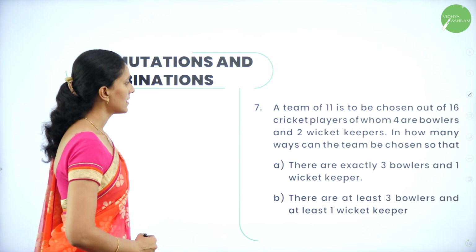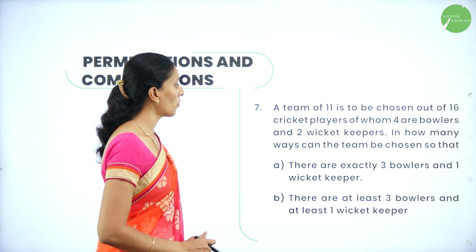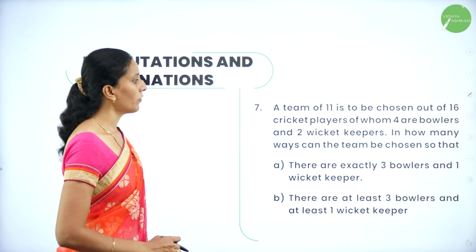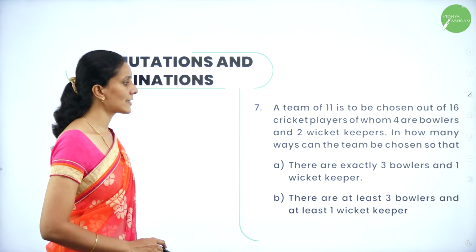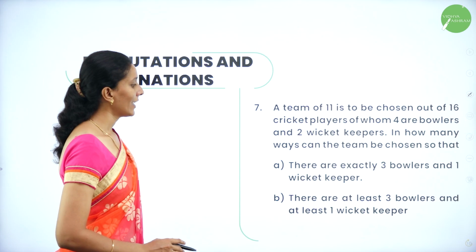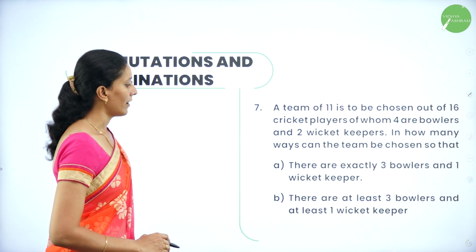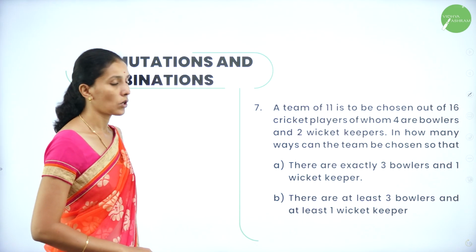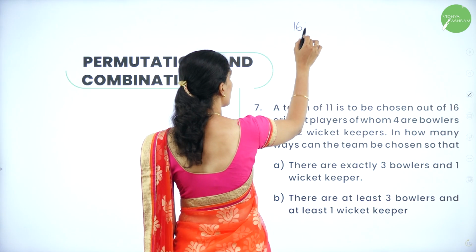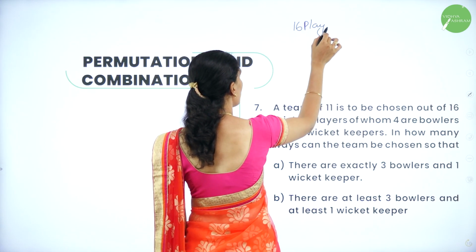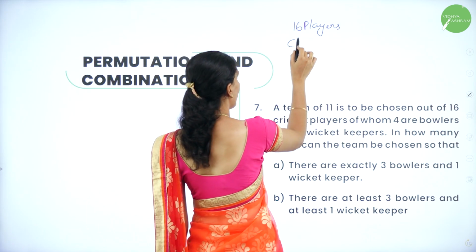So let us start with the 7th question. A team of 11 is to be chosen out of 16 cricket players, of whom 4 are bowlers and 2 wicket keepers. In how many ways can the team be chosen so that there are exactly 3 bowlers and 1 wicket keeper? And there are at least 3 bowlers and at least 1 wicket keeper. So we have 16 players in total, but we have to choose only 11.